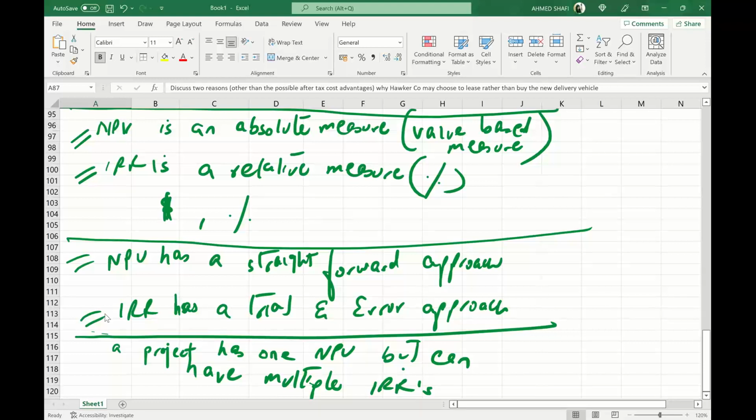Third advantage, a project always has one NPV, but it can have multiple IRRs. Now, whenever you calculate NPV of a project, there is always one NPV, either positive or negative. But projects can have more than one IRR, especially in case of non-conventional cash flows. And when there is more than one IRR, it obviously makes it difficult for the person to take a decision. So these are the 3 advantages. Again, my advice is read the examiner answer to get a more crystal clear idea.